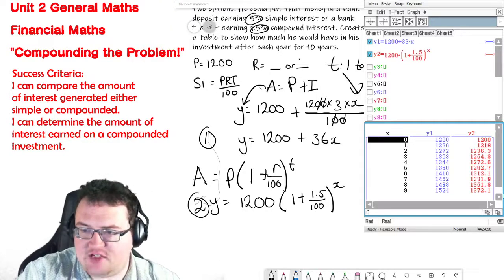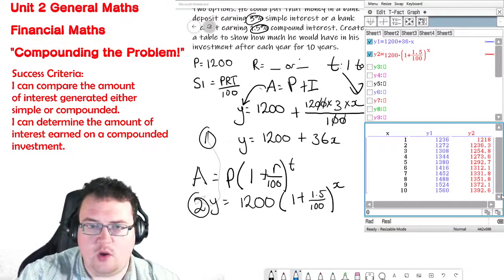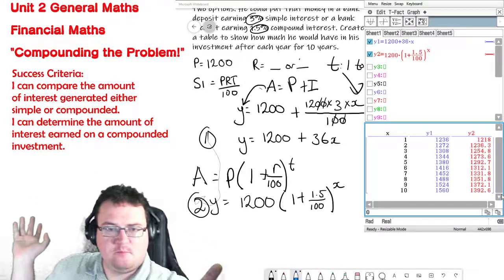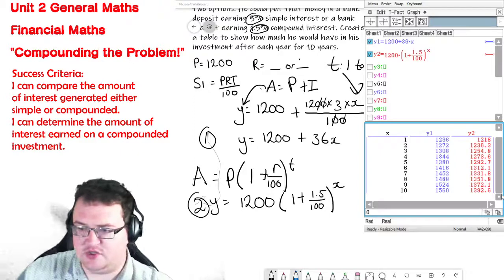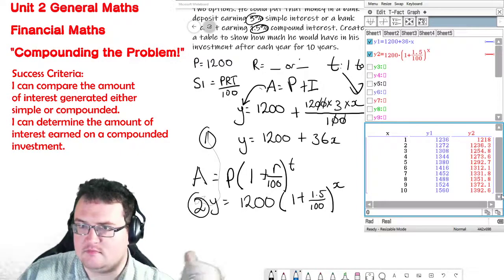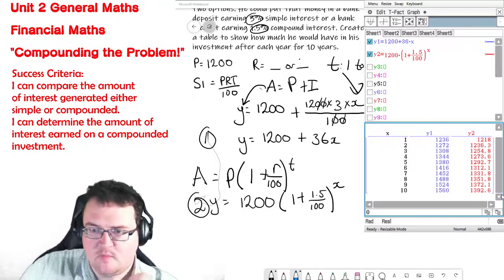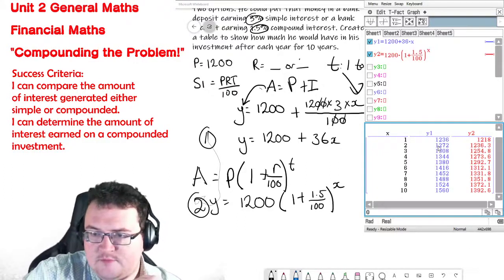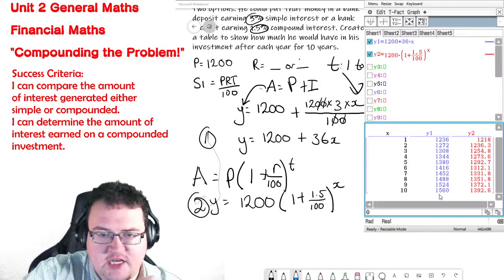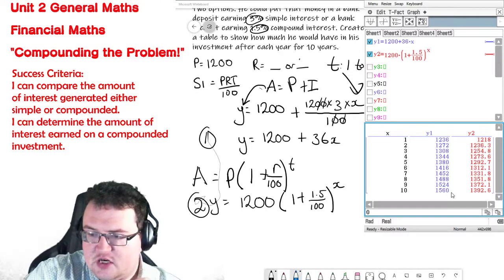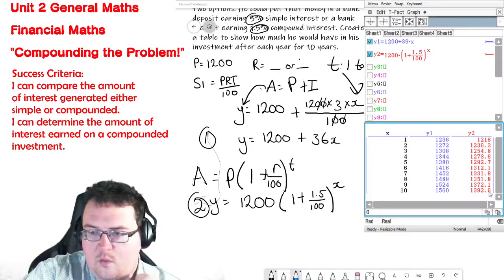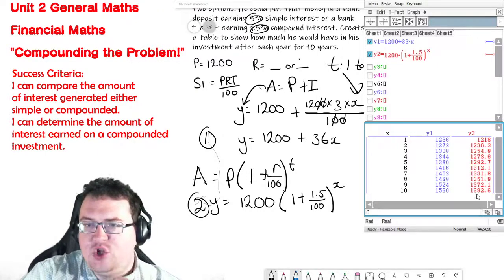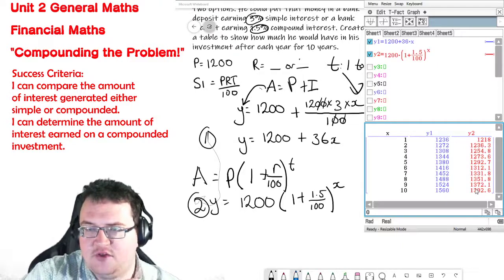So the question is, after 10 years, which account is he better off with? Is he better off with the simple interest or the compound interest? Simple. All right, because if you look at the simple interest account, at the end of 10 years, he's got $1,560. But in the compound interest account, he only has $1,392.